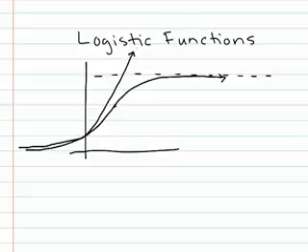With logistic functions, they're concave up for the beginning. When they hit their inflection point, right here in the middle, they turn to concave down. So they're still increasing, but increasing at a slower rate.